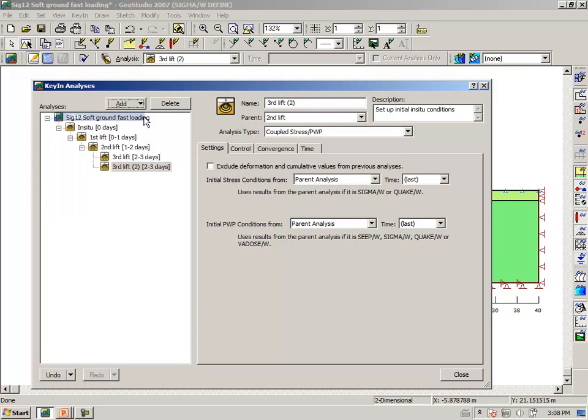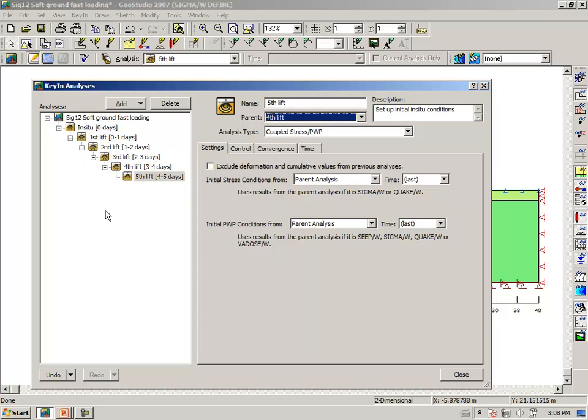Clone again. This becomes the fourth lift, and the parent becomes the third lift, and finally cloning it again, we have the fifth lift, and the parent becomes the fourth lift.